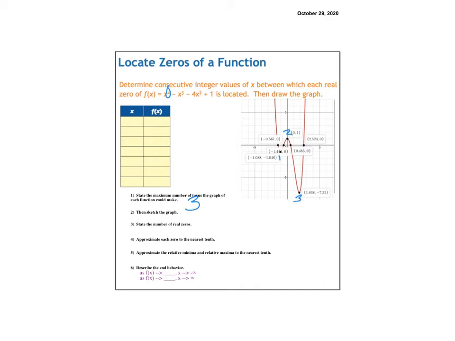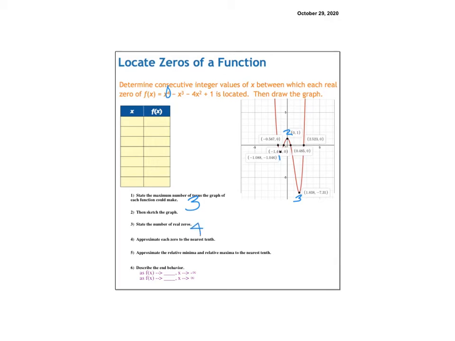Sketch the graph. So again, I'd go through, get all your information first, plot your points on there, and then do a sketch of the graph. All right, so we have 4 real zeros here. We have 4 places where we cross the x-axis.